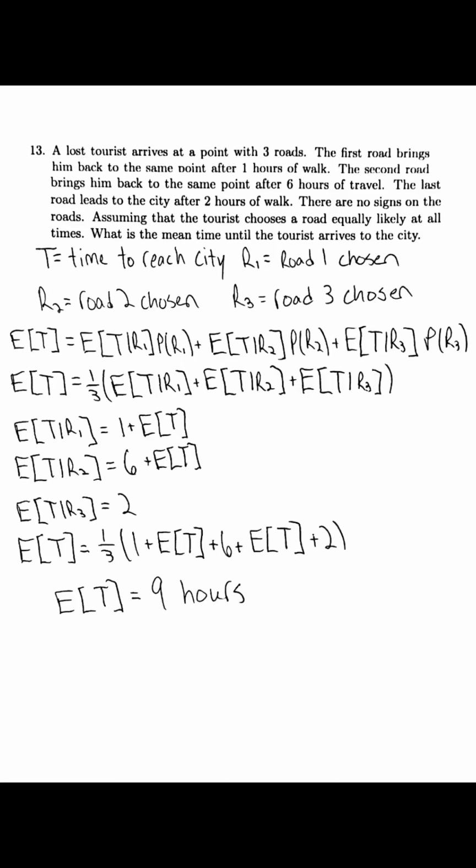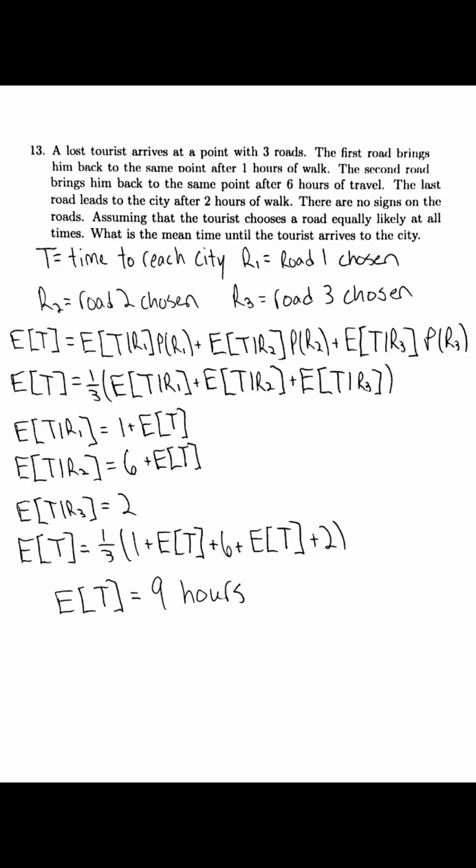So now it's just the expected value of t equals 1/3 times the expected value of t given R1 plus the expected value of t given R2 plus the expected value of t given R3. Now we need to find each of these conditional expected values. Your expected time given that you choose road 1 is just going to be 1 plus the expected value of t, because after 1 hour you return right back to where you started, and this problem is assuming that when you come back you still have no idea which road is which. And it's going to be the same thing for road 2, except it's going to be 6 plus the expected value of t, because you're walking 6 hours, and then again you're back to ground zero.